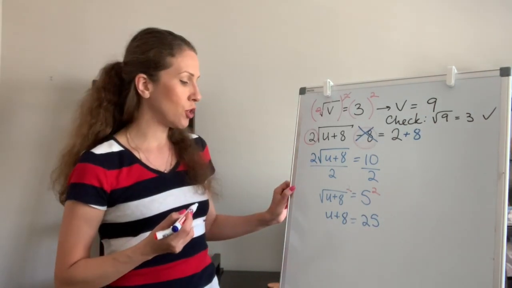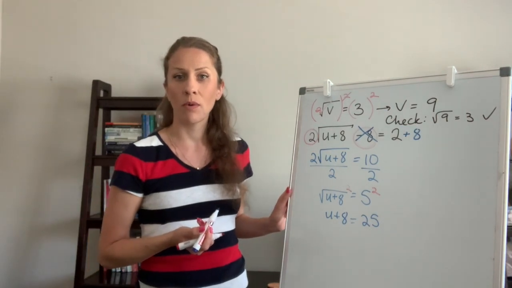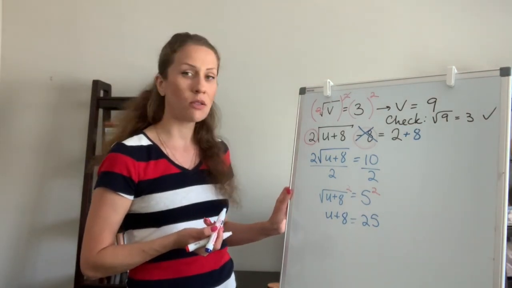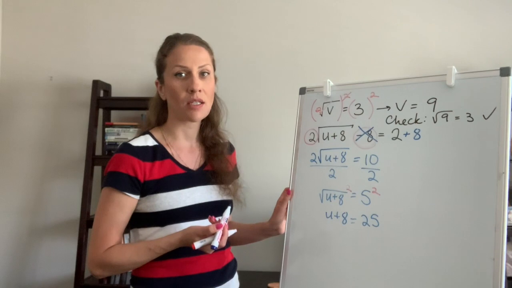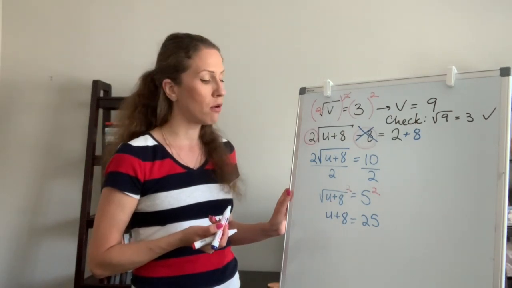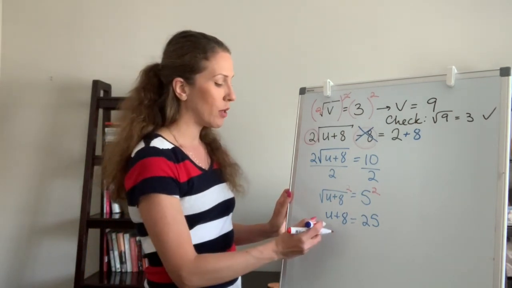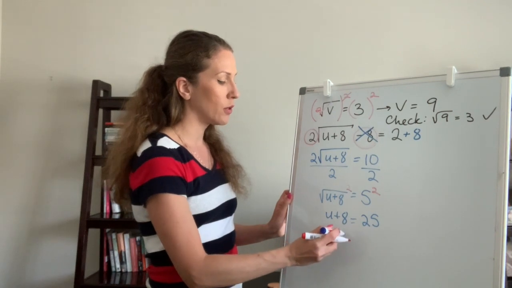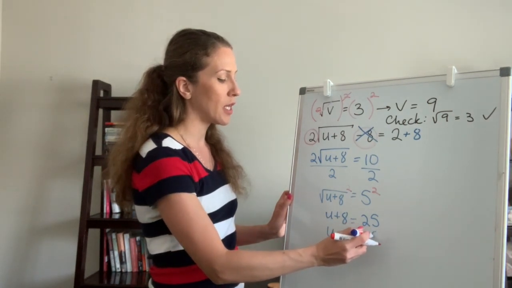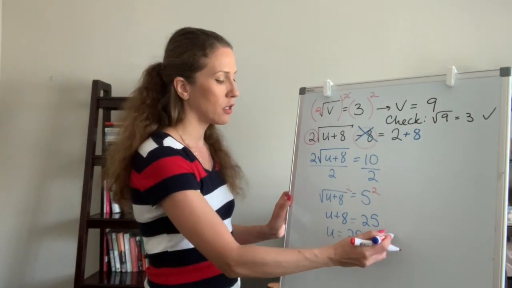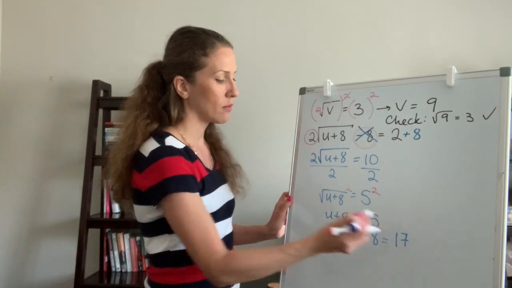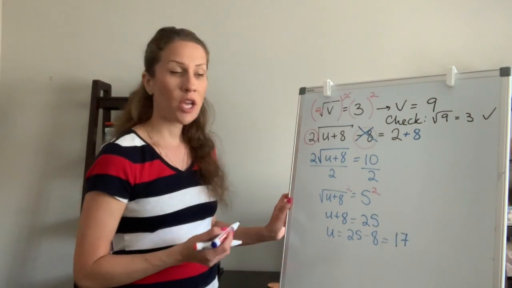Well, now I need to get my u by itself, because that's the whole point of solving the equation, and to get u by itself, I need to remove the 8. It's a plus 8 on the left, so I subtract it from 25. So I get u equals 25 minus 8, which is 17. Then we will check this work.